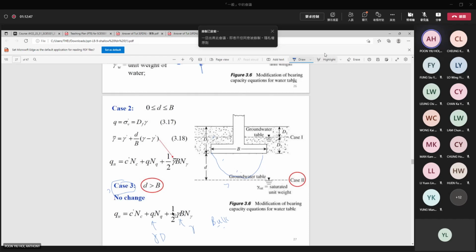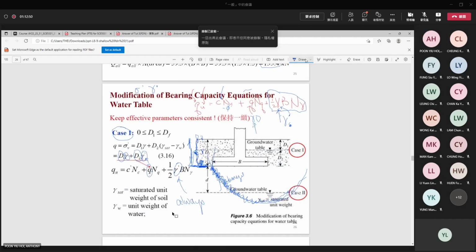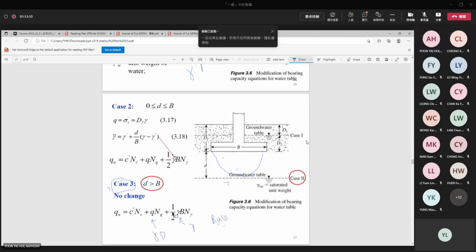And case 1 is actually, if it's below the foundation level, for this term it is always submerged. And for this term, then we calculate the effective stress. However, if it is somewhere in between, then what do we do?